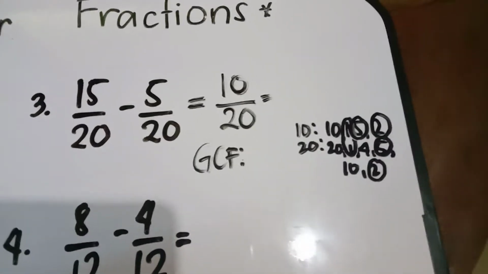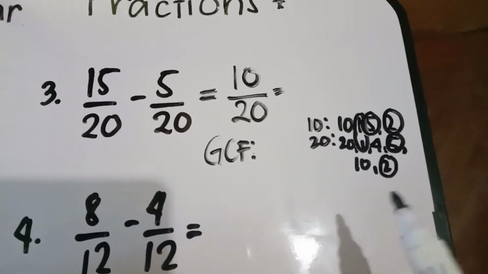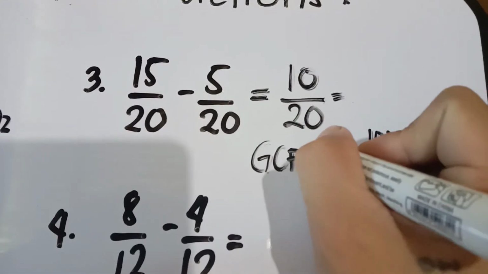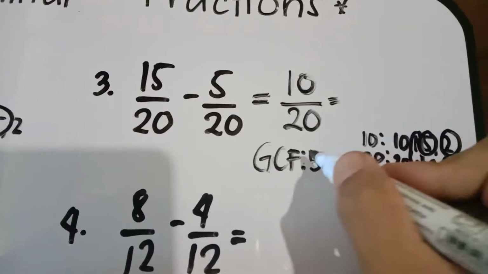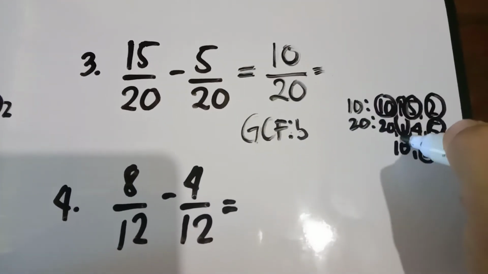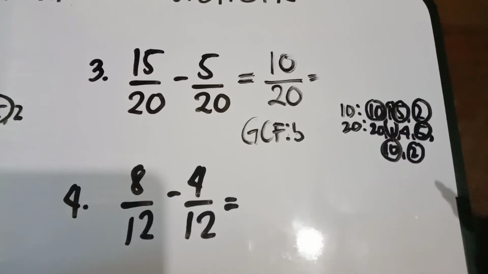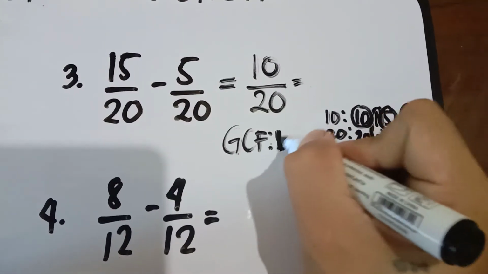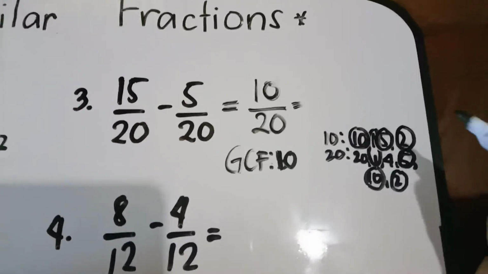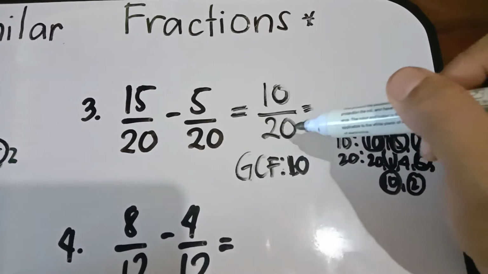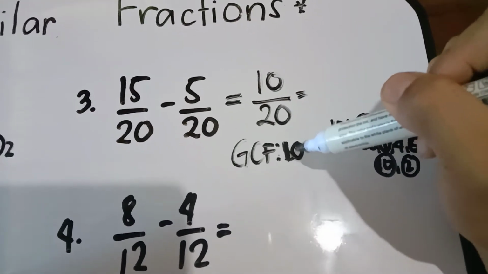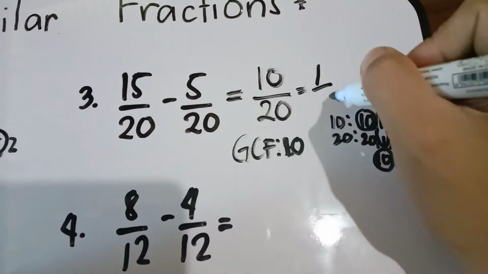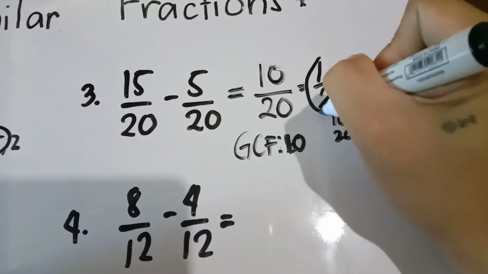Okay, and out of the common factors, we are going to select the greatest common factor, which is 5. So the GCF is, 10 also is a common factor. Okay, so therefore the greatest common factor is 10 and not 5. Okay, so we are going to divide 10 and 20 with our GCF. So 10 divided by 10, that is equal to 1. Then 20 divided by 10, that is equal to 2. So the answer is 1/2.